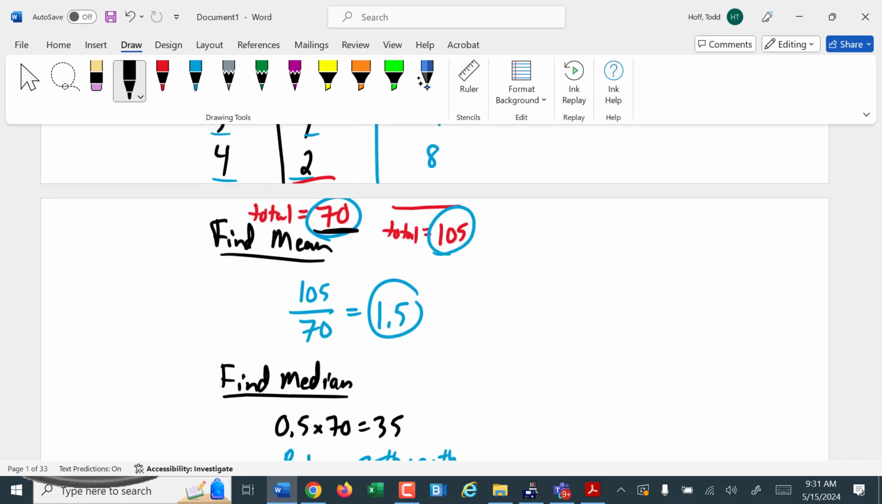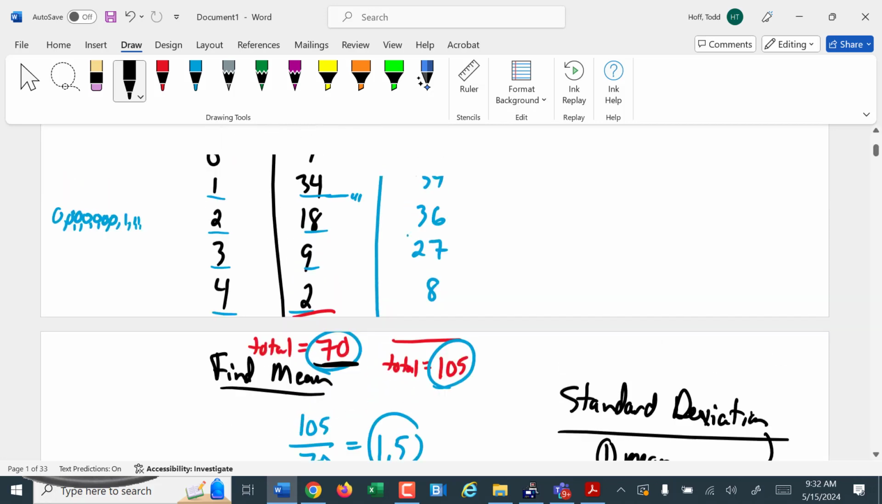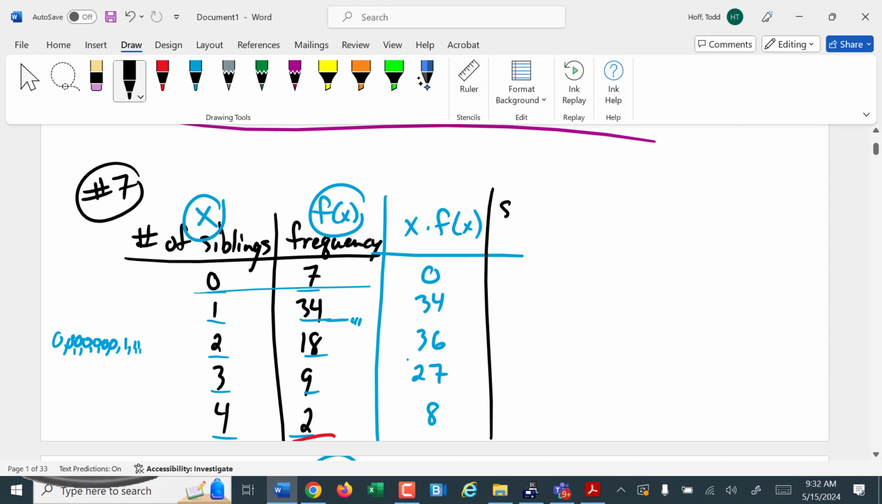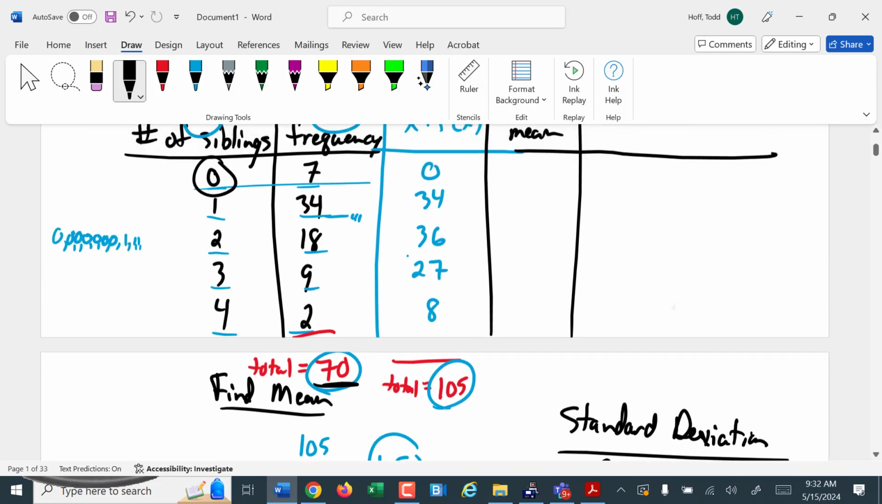Finally, we want to find the standard deviation. The standard deviation is going to be a little trickier. It follows basically the same steps as what we did for the standard deviation in problem 4. Now that we have the mean, we subtract the mean. But remember, we have to subtract the mean from the original number, from x. So up here, when we subtract the mean, we're going back to this number, 0. The mean was 1.5 here. Your mean will be a little bit different.